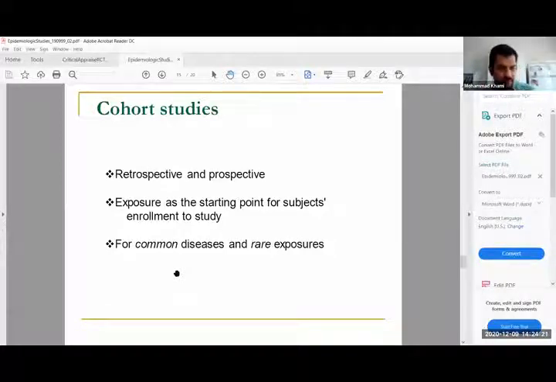So in retrospective cohorts, we start from a point in the past and come to the present. And in prospective cohort studies, we start from now, at present, and go to the future. The difference with case control studies is that here, exposure is the starting point for subjects' enrollment to a study. So we have two groups, or sometimes more than two, and the difference between these groups is just the exposure. We try to have the groups be the same, differing only in the exposure.